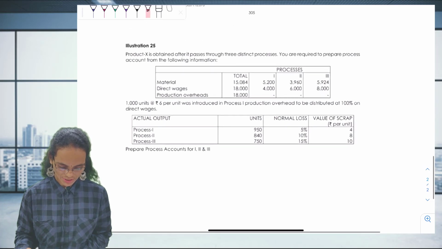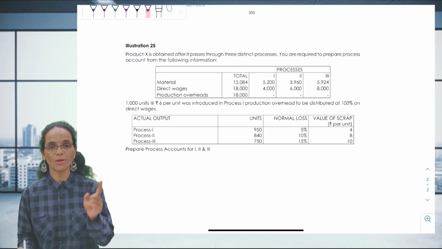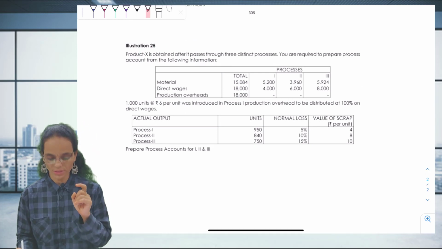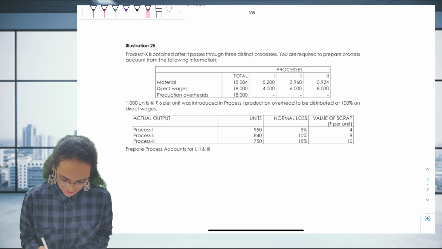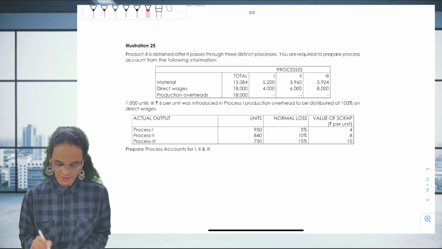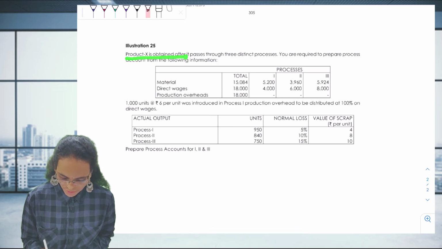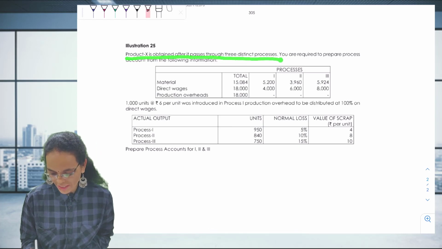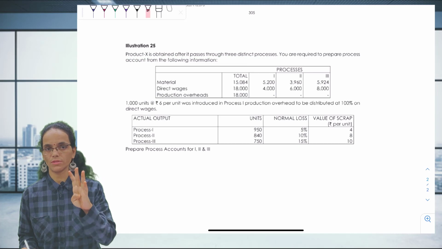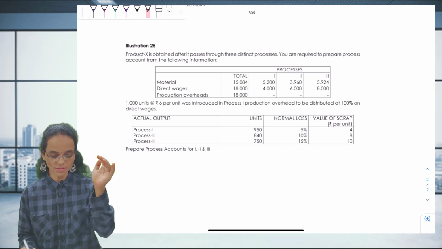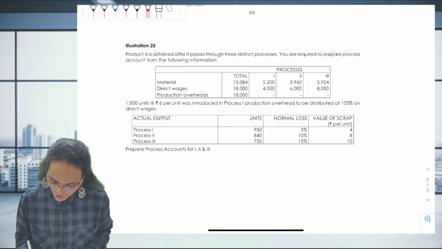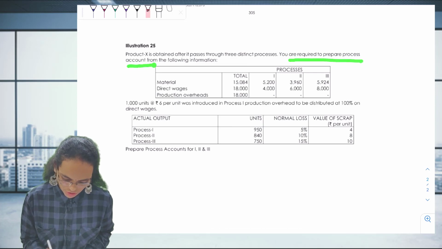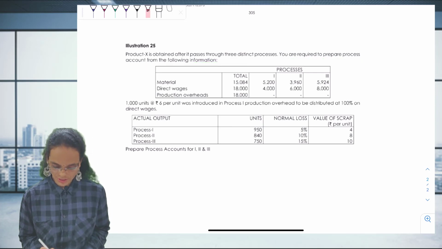See, the question here is question number 25 from our ICMA material group 1, process costing. The chapter name is process costing. The first question which I have chosen is: product X is obtained after it passes through three distinct processes. You are required to prepare the process account from the following information, right?